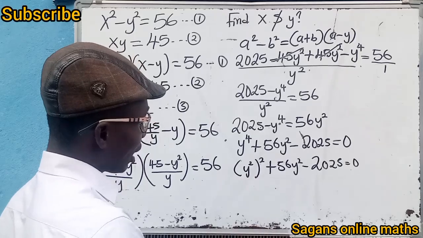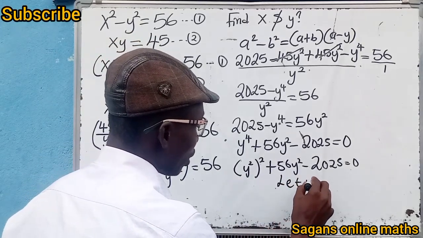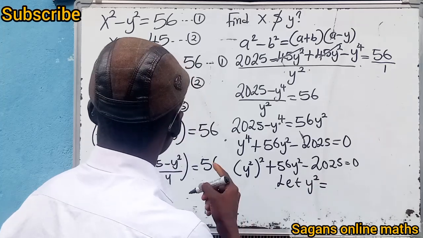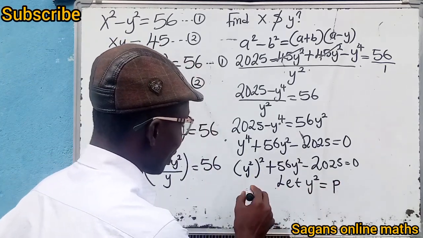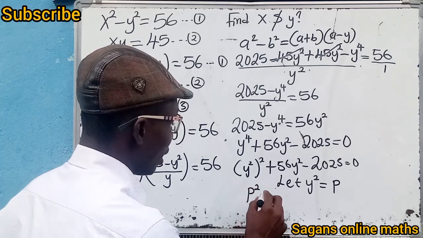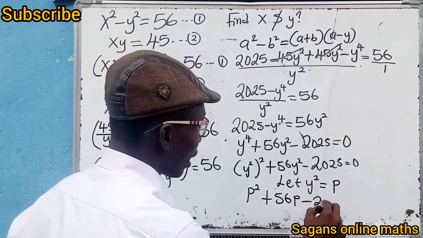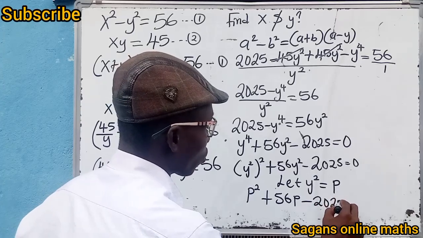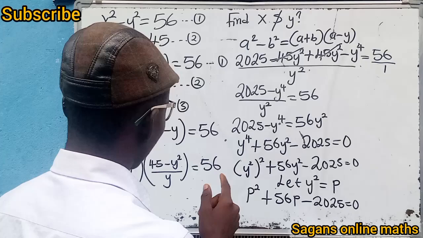square as common, so we can say let y square equal to any variable. We already used some, so let it equal P. So from here, this is P square plus 56P minus 2025, all this equals 0. Now we can solve for the value of P.